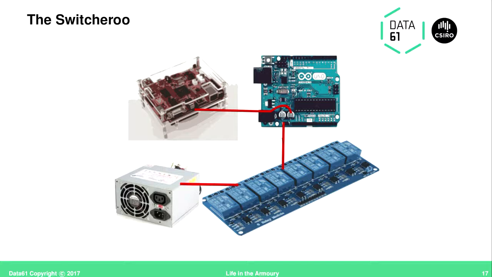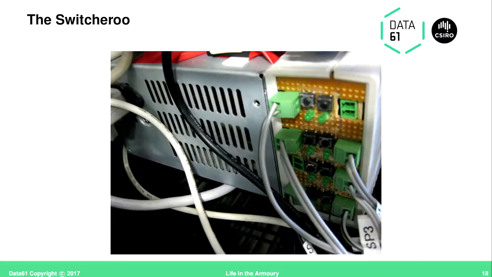An AT power supply out of a machine we were going to throw out anyway, because an AT power supply gives you 5 volts at about 30 amps. So you can probably drive 10 boards off that, and we're just restricting it to 8. And that works really well. I'll show you what it looks like.